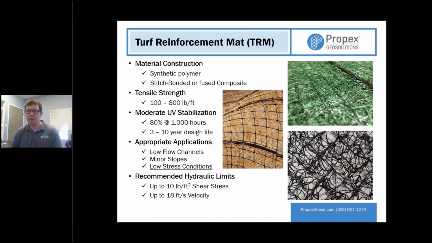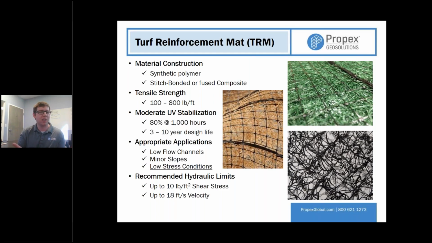So from the turf reinforcement mat perspective, we have to start there in order to get to an HP-TRM. A TRM, like I said before, is a synthetic material. There are a couple of different types of construction, but the most common is a stitch bonded material where you've got essentially 2 nets on top and then fiber in between. Sometimes you can have a 3rd net in between, and those are all stitched together. You can have a fused composite, but all of these are polymer based. The strengths can range anywhere from 100 pounds to 800 pounds, sometimes even more than that, pounds per foot of tensile strength. They do have some moderate UV stability, 80% at 1,000 hours for 40 through 55.